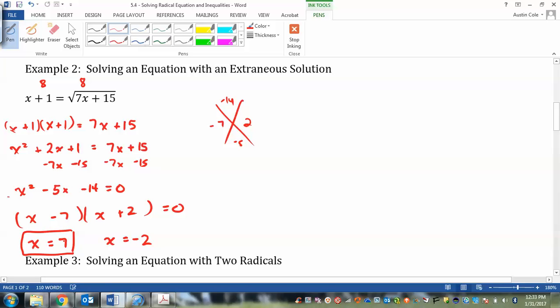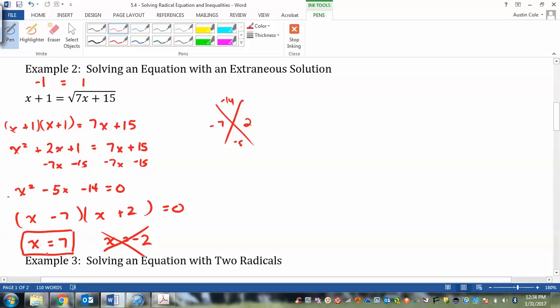Let's see if negative 2 works. Negative 2 plus 1 is negative 1. 7 times negative 2 is negative 14. Negative 14 plus 15 is positive 1. So I'm going to get the square root of 1, which is 1. Does that equal? No. Therefore, negative 2 is extraneous, and I'm only concerned about 7.